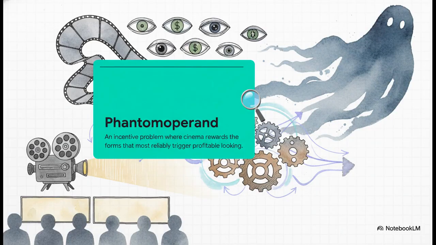The core idea we're digging into is called the Phantomoperand. And look, it's not some grand conspiracy. It's what the source calls an incentive problem. It's actually pretty simple. Cinema, like any medium, figures out what kind of looking gets a reaction, what pays off emotionally for the audience. And once it finds that sweet spot, the whole system starts to reward and repeat the filmmaking tricks that trigger that specific way of looking. And in the process, it's training us.